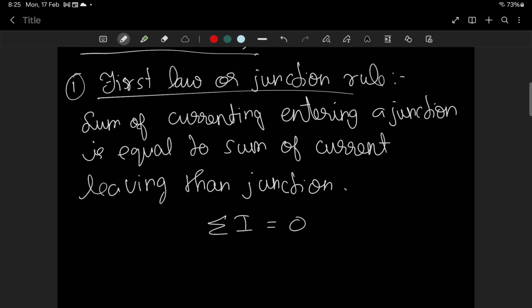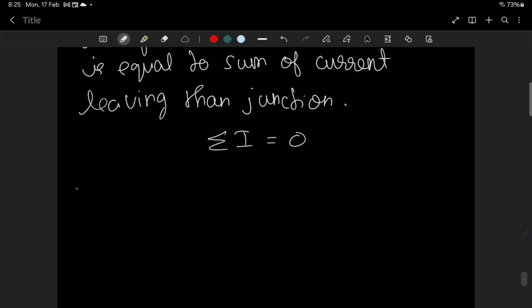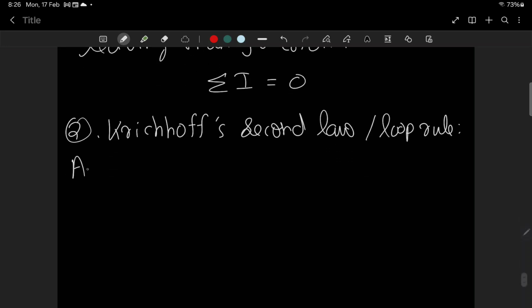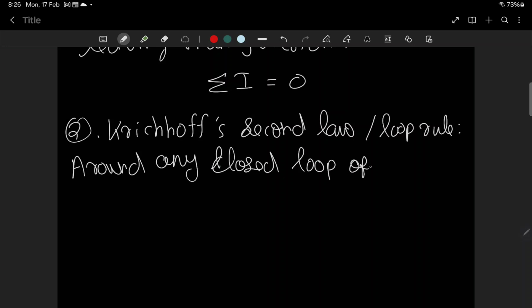This is very simple. Now the second rule is Kirchhoff's second law or loop rule. This is one of the confusing and the toughest parts considered by many children in current electricity. The statement is that around any closed loop of a network, I'll read from NCERT, one second.